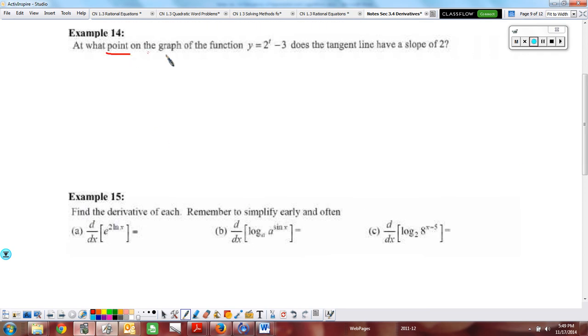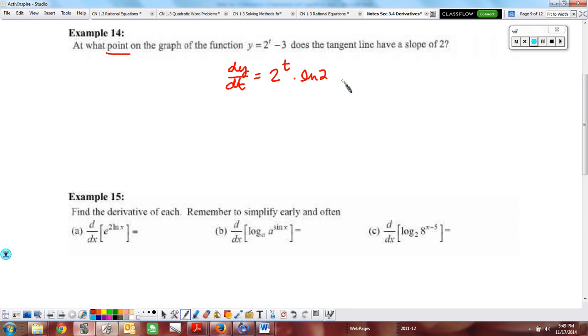At what point on the graph does this function have a tangent line that has a slope of 2? All right, well, first thing I need to do is the tangent line slope is dy dx. So I want to find the derivative. The derivative of 2 to the t would be 2 to the t times the natural log of 2. Oh, I'm taking the derivative with respect to t here. Okay, so that's my variable. So 2 to the t, and then the constant goes away.